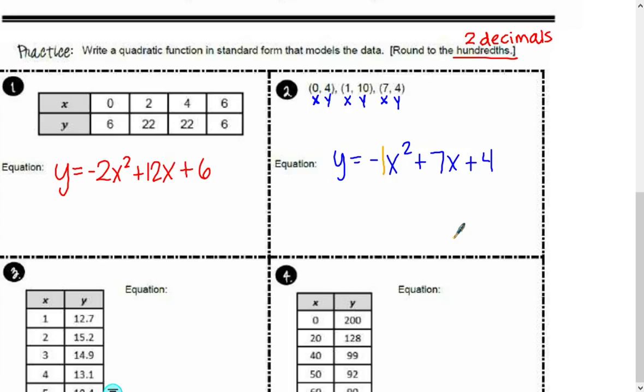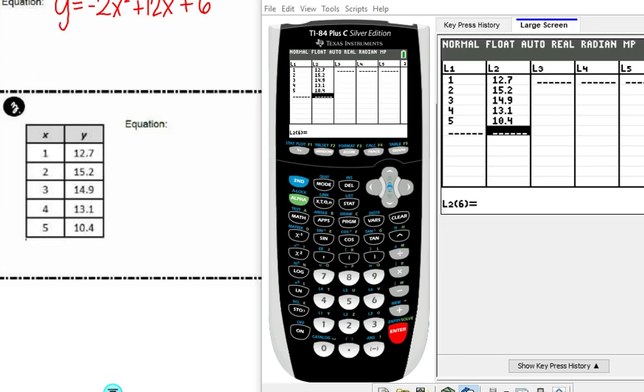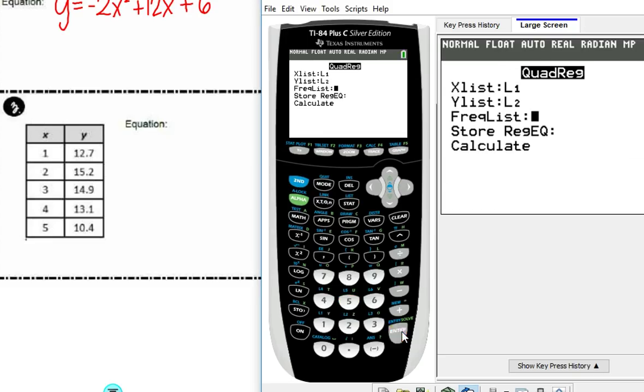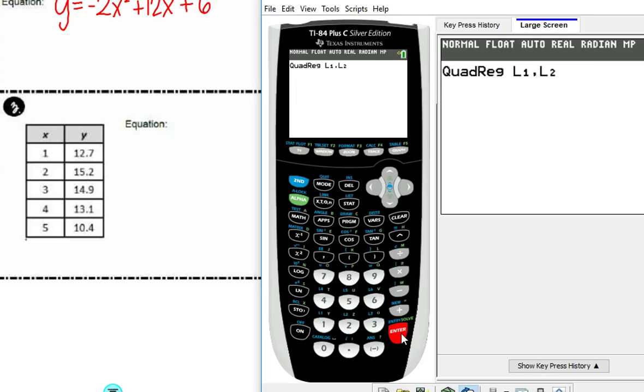All right, we'll go ahead and do number 3 together again. Why don't you pause the video, go ahead and input the data set for number 3 into your calculator. All right, so here I am double checking my input values. 1, 2, 3, 4, 5, 12.7, 15.2, 14.9, 13.1, 10.4. Again, take the extra time to check yourself so you don't jack it all up. Over to Stat, over to Calc, and number 5, down, down, down, enter.